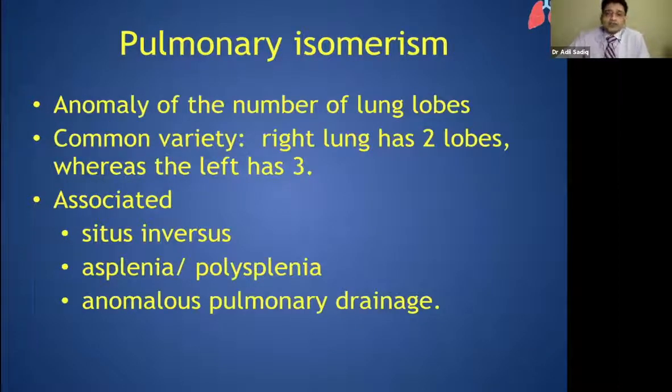What is pulmonary isomerism? It's an anomaly of the number of lobes. Very commonly, the right and left are switched. The right has 2 and the left has 3 lobes, and it's associated with situs inversus, asplenia, and a lot of times anomalous pulmonary venous drainage. Sometimes it can be associated with IVC interruption as well.